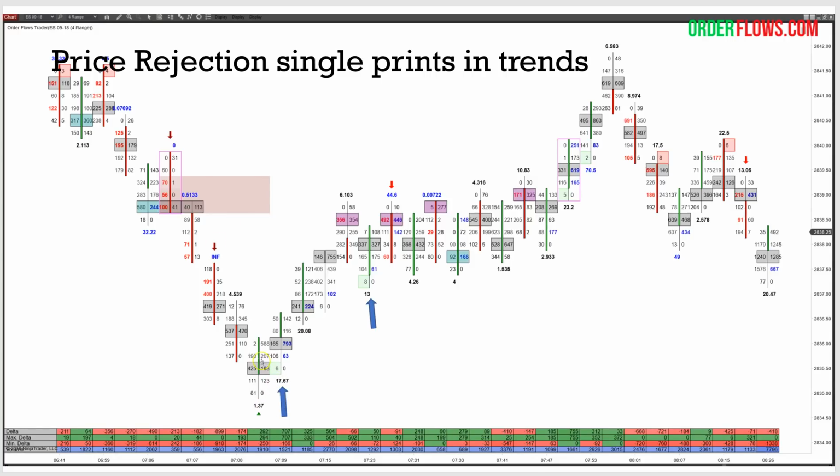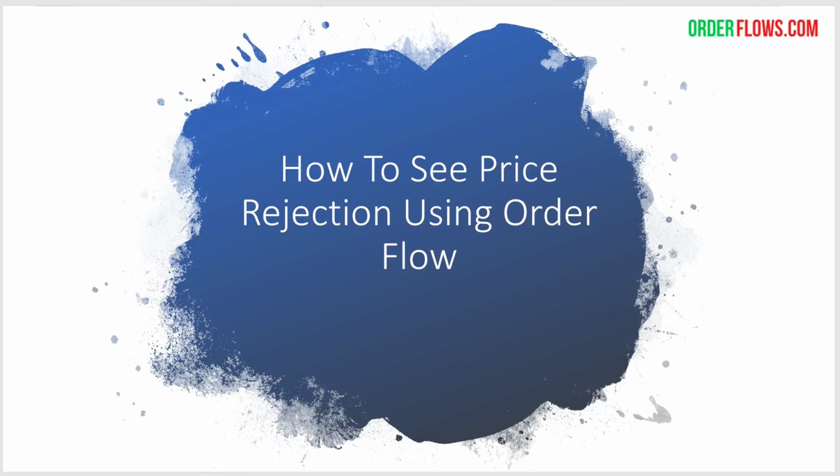Right off the low, this is the low bar here, you have a divergence. Single print. As you come up here, start going sideways, single print, and make new highs. So, how to see price rejection using order flow? That's what most people here on this presentation are for, because they want to see how they can use order flow to see price rejection.